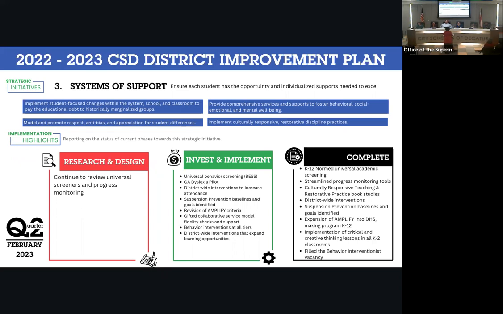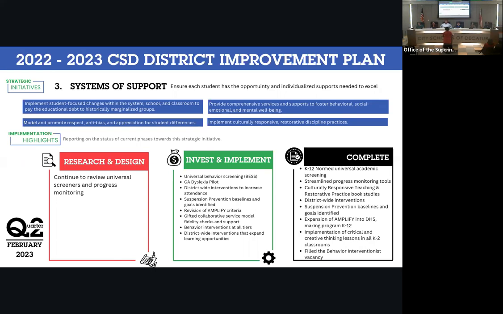Now I'm excited to highlight one of the collaborations between Equity and Student Services and the Teaching and Learning Department. And this is one that's listed on the Invest and Implement slide. As you're aware, we're committed here at CSD to creating a culture of student support that really supports the whole child. And one way that we're hoping to expand work in this area is by launching a pilot of a screening tool designed to identify student strengths and areas of growth related to social, emotional, and behavioral well-being.